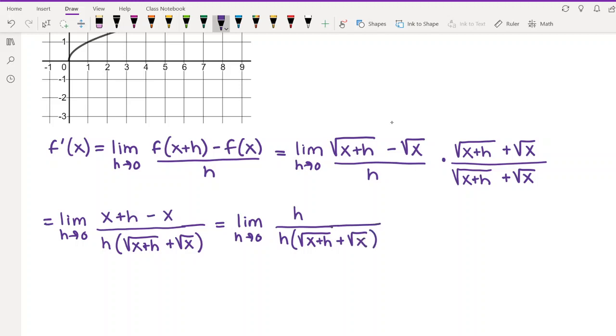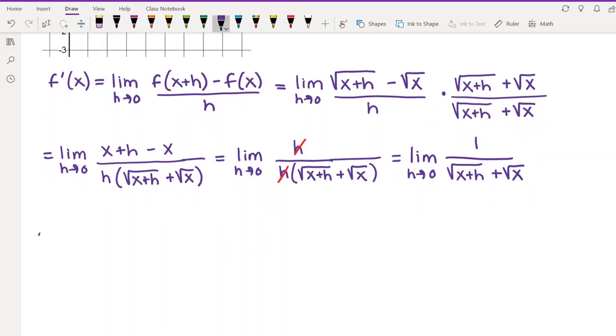Okay, so now we're again in a situation where we can cancel out our h's. And so now we're left with the limit as h approaches 0 of 1 over square root of x plus h plus square root of x. And so now we can actually go ahead and plug in 0 for h. So now we have 1 over the square root of x plus the square root of x. And another way of writing that would be 1 over 2 root x.